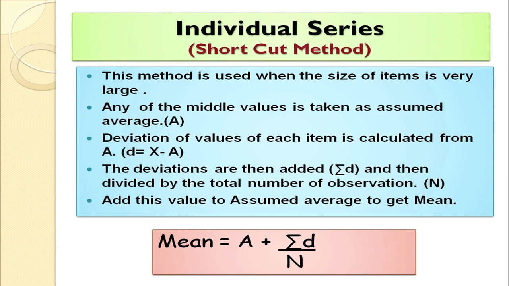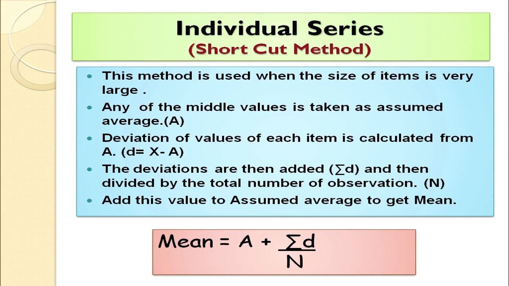Then take deviation of values of each item. So, we are going to take deviation. How do we take deviation? D stands for deviation, which is equal to item value minus assumed average. We will get D. Then the deviations are added up to get summation of D.